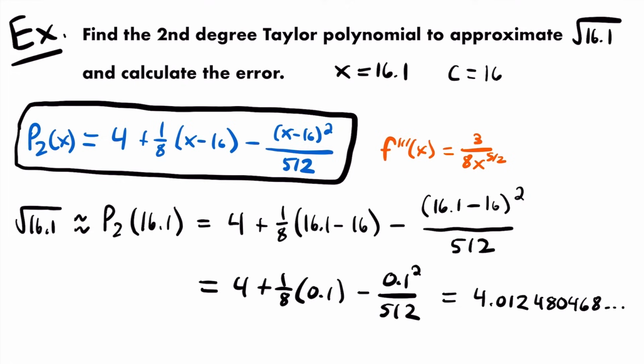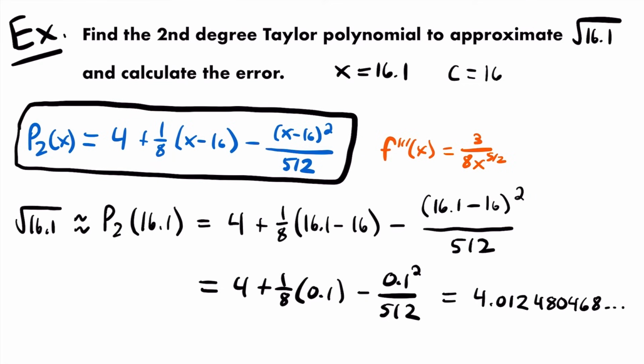Because if we compare this approximation to the exact value of the square root of 16.1, the actual value is 4.012480529 and some more decimals. So you can see that this approximation is actually pretty close to the actual value, at least for the first 6 decimal places, right? 0.12480, those all match up. And so our approximation is pretty good, but we still want to know the error.